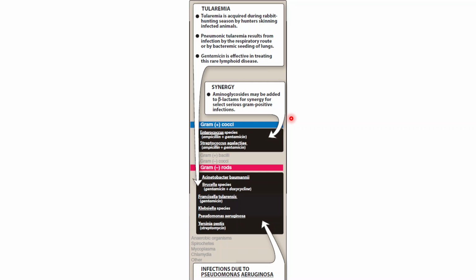Then the Tularemia will lead to pneumonia, and gentamicin can be used for the treatment. And also Pseudomonas aeruginosa infections, which can cause any disease, like pneumonia, or any skin disease, or any organ disease. So this is the antibiotic spectrum.